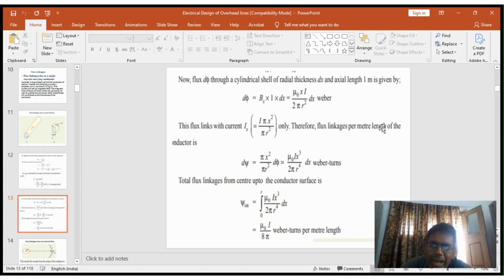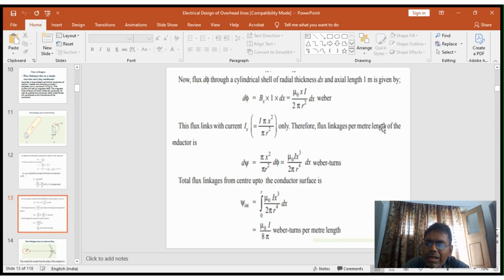the flux, which is the flux density into the cross-sectional area, flux density into 1 meter length, and dx is the radial thickness. Then substitute here d phi is equal to Bx into 1 into dx. That value is equal to mu 0 x into I divided by 2 pi r square Weber. But this d phi is related to only Ix, that is nothing but flux linkages with the conductor. Then the flux linkage d psi is equal to pi x square divided by pi r square into d phi. This is only for internal flux, not external flux.